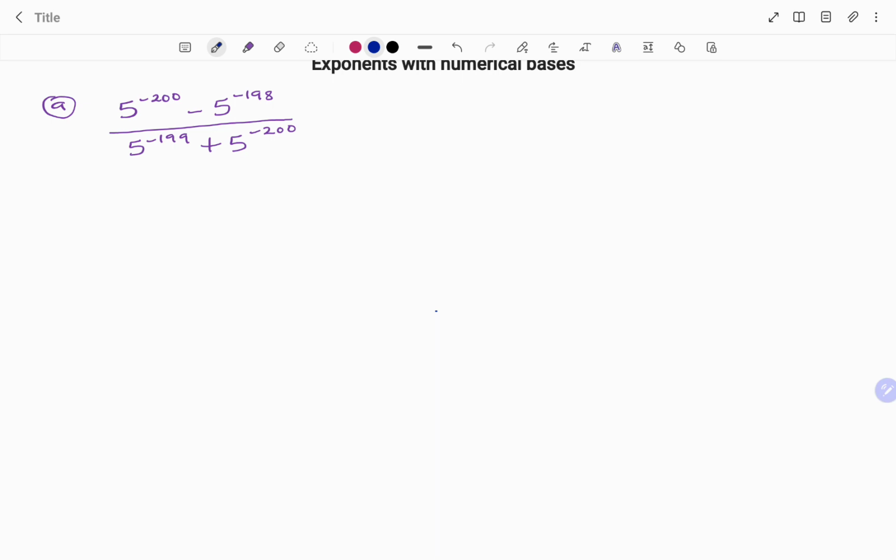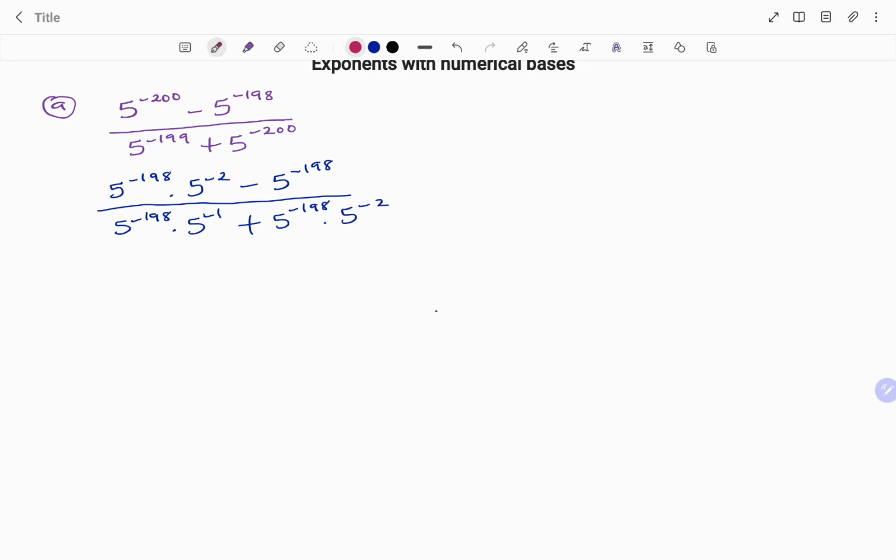So breaking down each exponent to make it easy, I have 5 to the power of minus 198 times 5 to the power of, to make 200, minus 2, minus, this remains the same, 5 to the power of minus 198. And for the denominator, I have 5 to the power of minus 198 times 5 to the power of minus 1, plus 5 to the power of minus 198 times 5 to the power of minus 2.